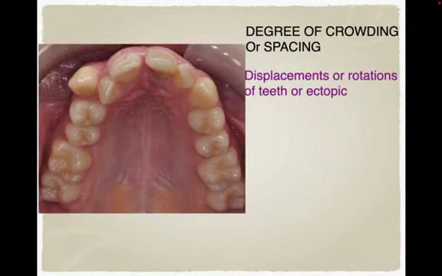So for example, here the canine is erupted not in its position, so we call it ectopic. So what is the definition of an ectopic tooth? A tooth that is erupted in a position that is not where it should erupt. Impacted is a tooth that is prevented from eruption by bone or soft tissue or any obstruction.